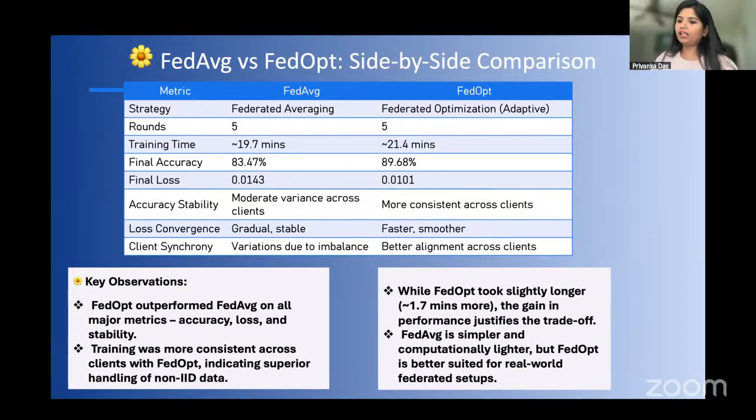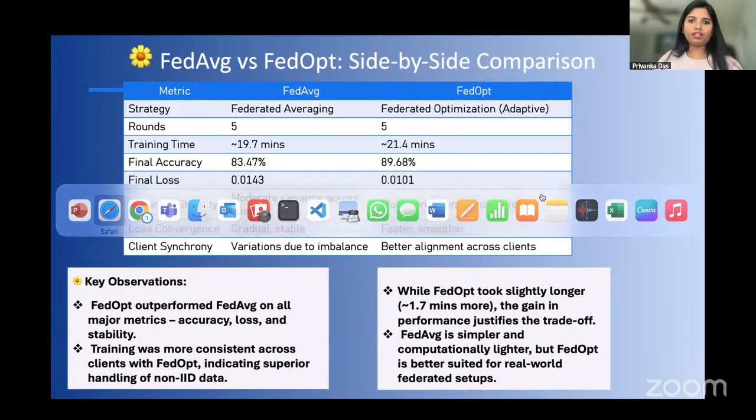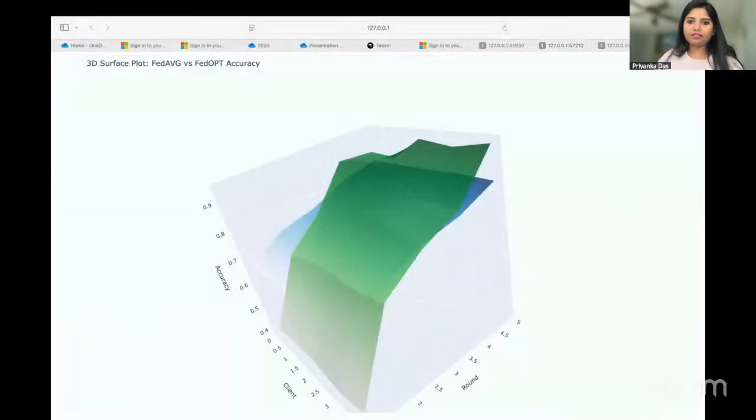It's simpler and more computationally efficient, which can be helpful in constrained environments. So the choice between the two depends on the application, whether you prioritize efficiency or robustness. And I think I have a slide for that as well.